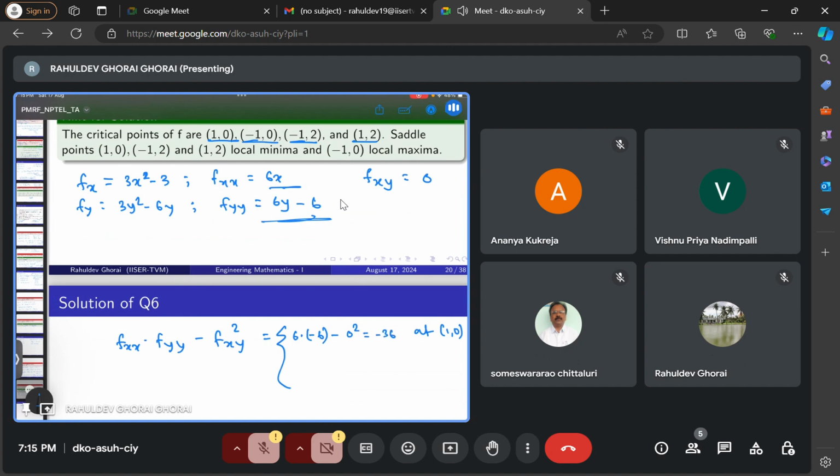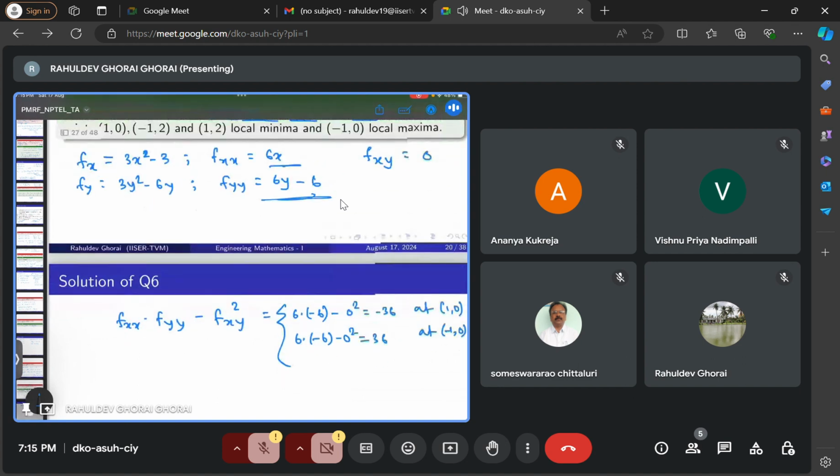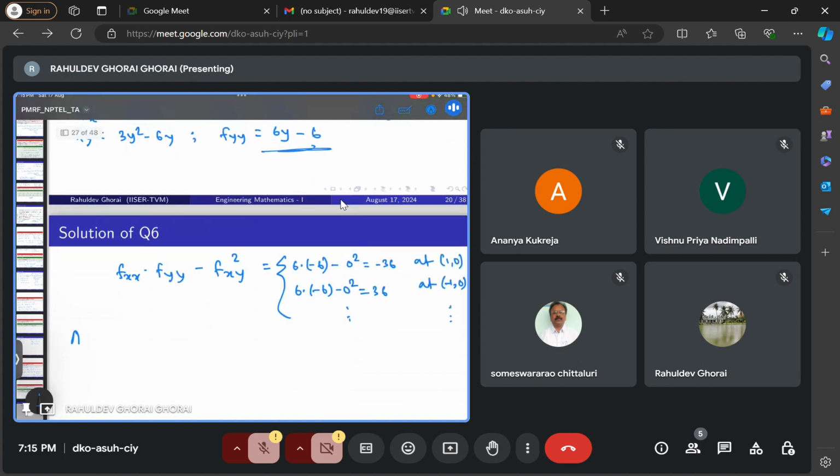Now suppose it's (-1, 0). So at (-1, 0) it will be 6 times minus 6 minus 0 squared, which is 36. Similarly, you do the other 2 points, okay? So now at (1, 0), this f_xx times f_yy minus f_xy squared is what? It is less than 0, right?